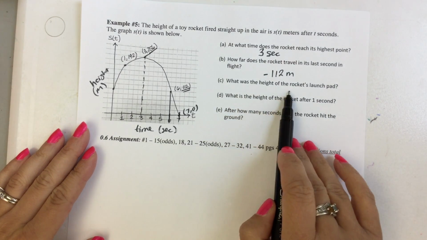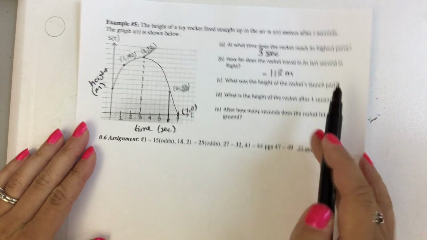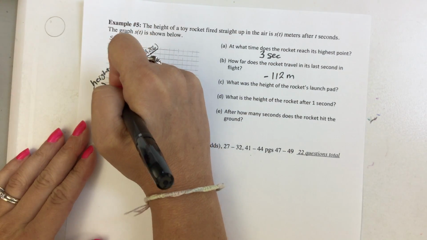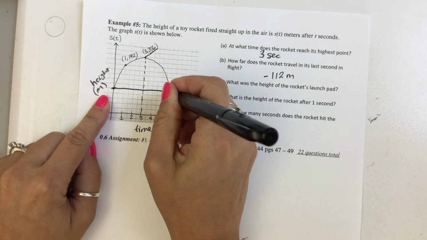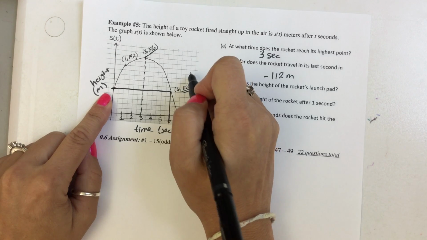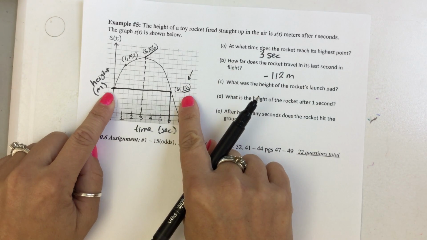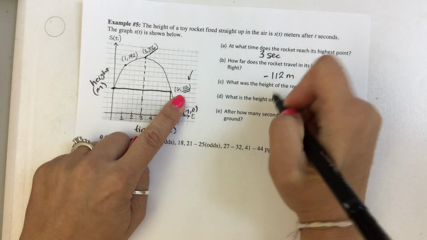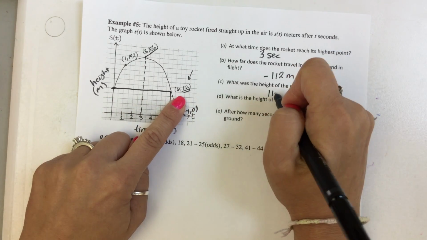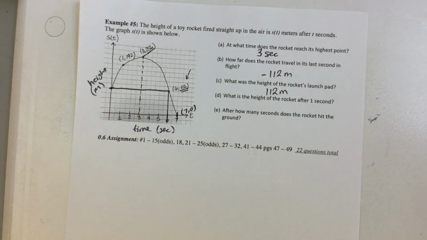What was the height of the rocket's launch pad? So when it was launched, what was the height right here? Now notice it's right across from here. So the height is the y value. The heights are going to match here because it's at the same y level on your y-axis. So the height of the launch pad is 112 meters.